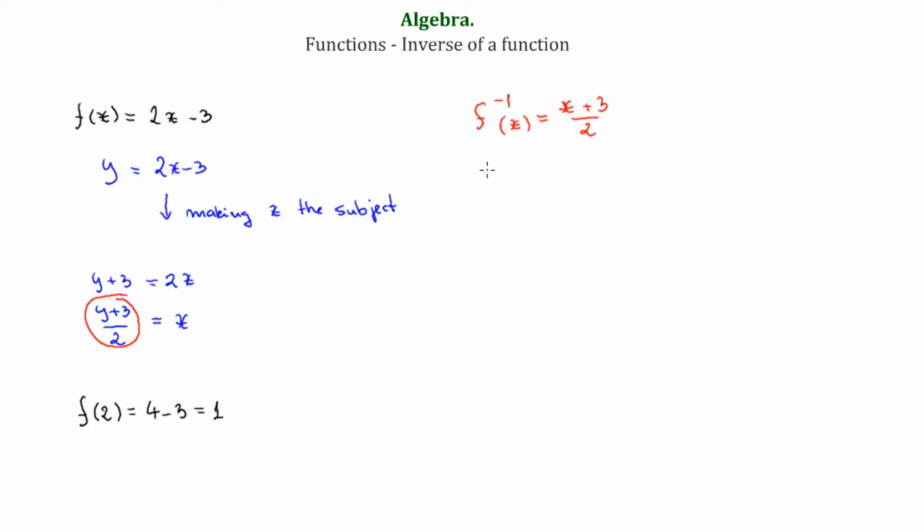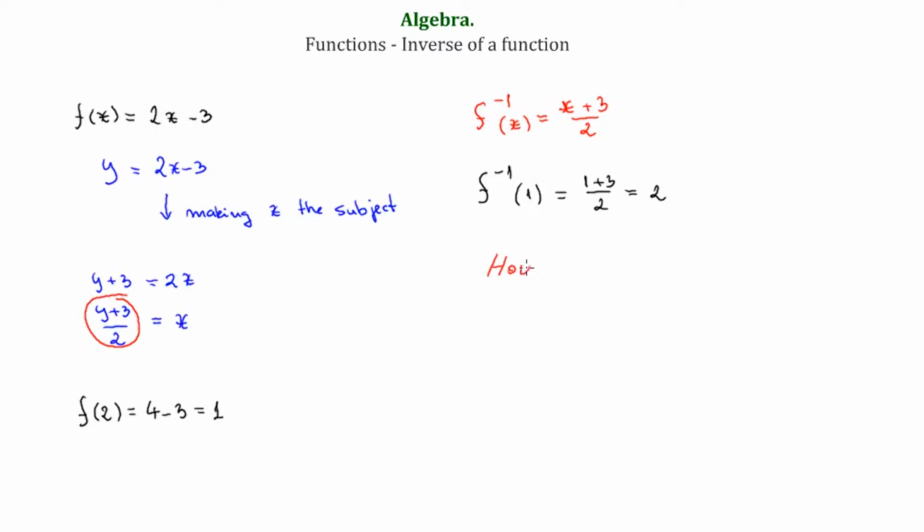Now what happens in our inverse? When we give our inverse the value of 1, we will get 1 plus 3 over 2, which is 4 over 2, which is 2. So in our function f of 2 is 1, and in our inverse f to the power of minus 1 of 1 is 2. The function attributes to x the value of 1, and the inverse reverses that effect, attributing to 1 the value of 2.